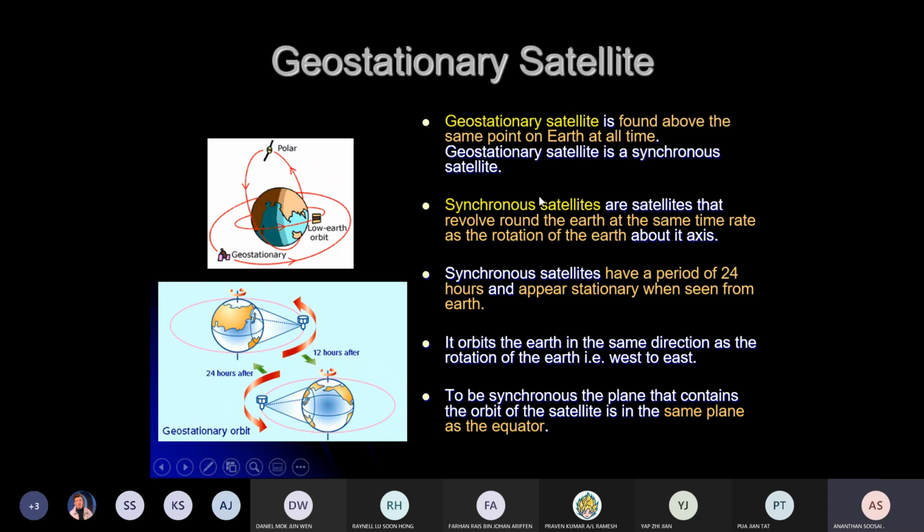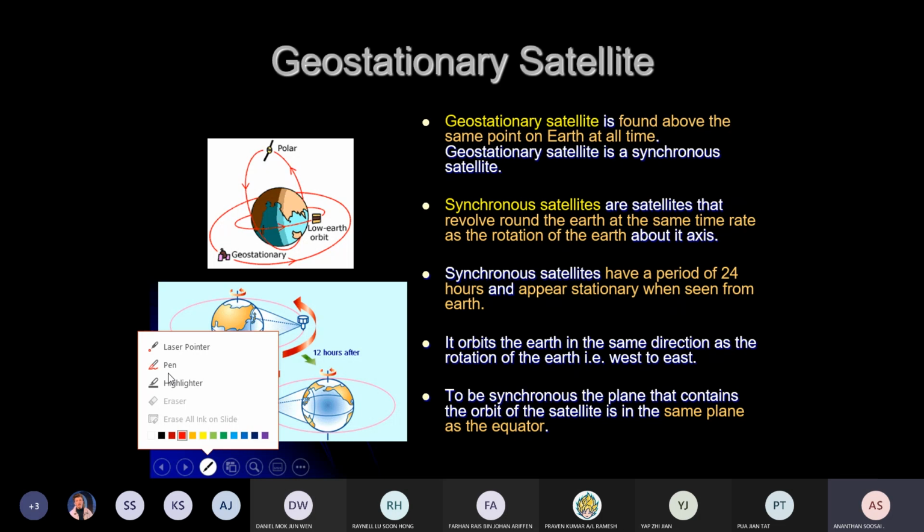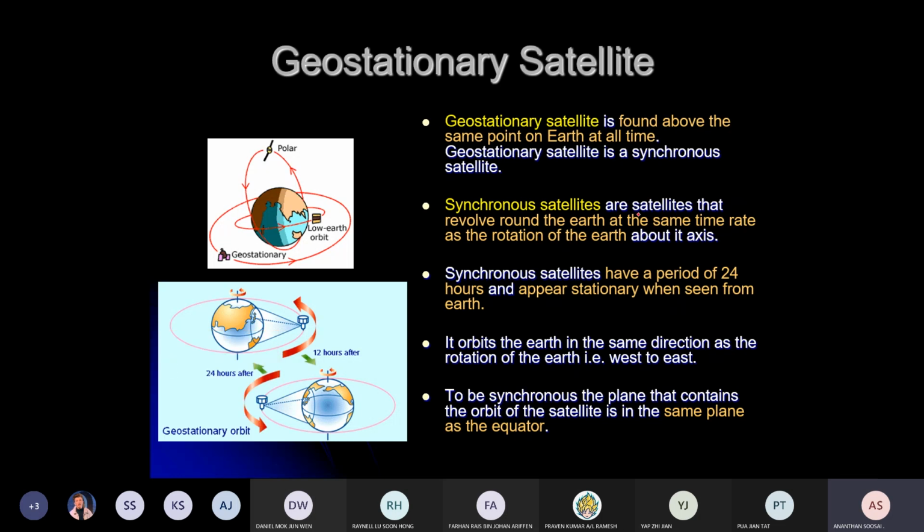Okay, so we already talked about the geostationary satellite. These are the pictures. The geostationary satellite has 3 features. Remember, a geostationary satellite is found above the same point on the Earth at all times. This is called a geostationary satellite. It looks like it is always above the same country. What are the 3 features it has? The first feature is it has a period of 24 hours.